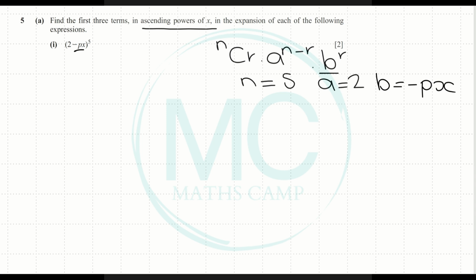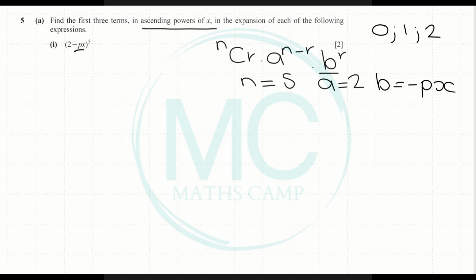If r is 0, x will have an exponent of 0. So in order to find our constant, our x term and our x squared term, we need to expand the bracket for r values of 0, 1, and 2. So to find our constant, let's expand where r is 0.